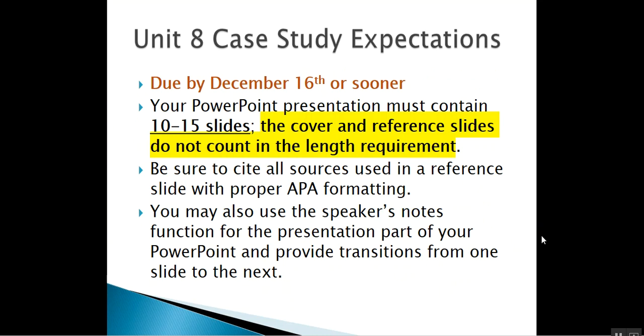So here's a slide with my explanation. Your PowerPoint presentation must contain 10 to 15 content slides plus a cover and a reference slide. Be sure to cite your sources on the reference slide according to APA and use the speaker's notes. I'll post a copy of this PowerPoint presentation as an announcement in our classroom, so you'll have it for your future use.